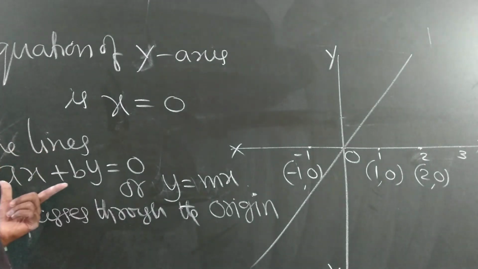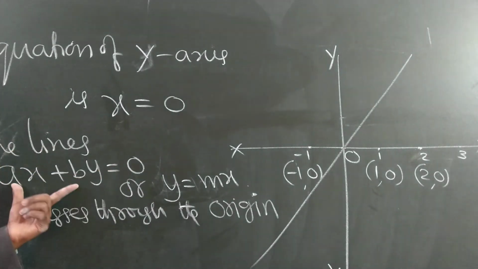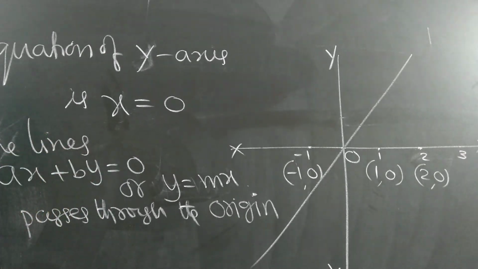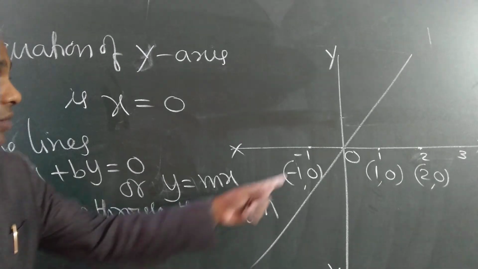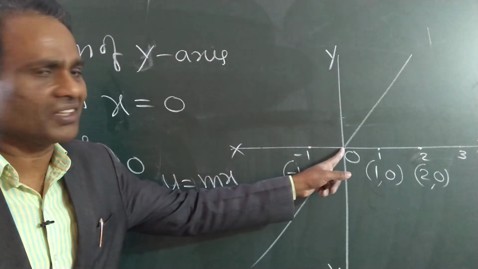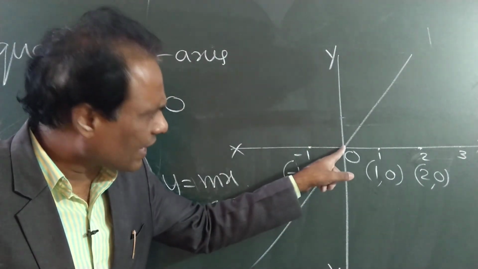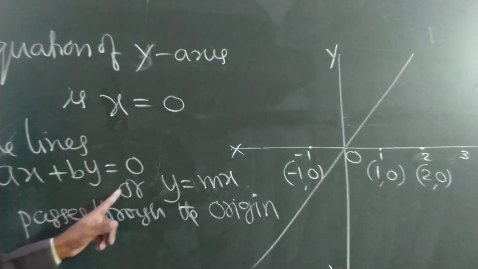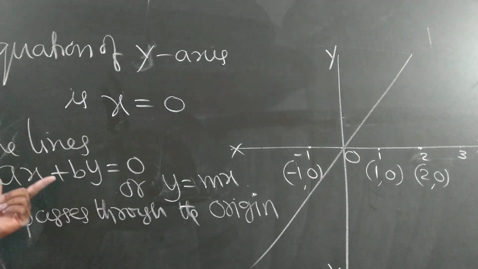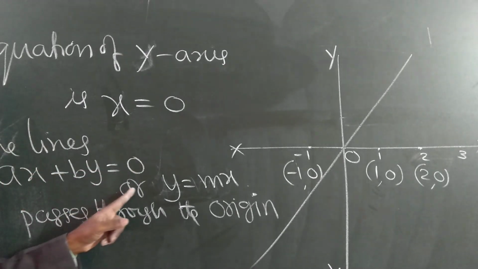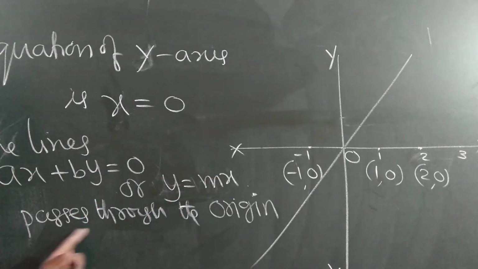The lines ax plus by is equal to 0. There is no c, only x and y. This type of line, if you draw it, will definitely pass through the origin. Like this, all such lines will pass through the origin. So y is equal to mx passes through the origin. The lines ax plus by is equal to 0 or y is equal to mx pass through the origin.